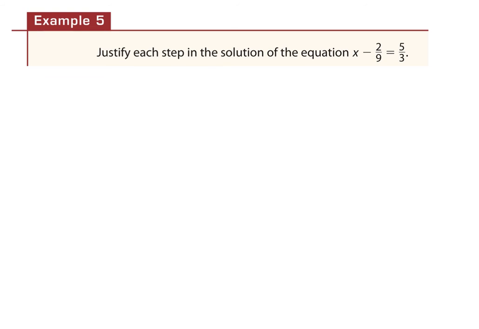So this says justify each step in the solution of the equation. So they start out with x minus 2 over 9 equals 5 over 3. What do we need to do here? What's happening? Subtraction, right? So what is my inverse operation here? So technically I'm going to add 2/9 here and 2/9 here.